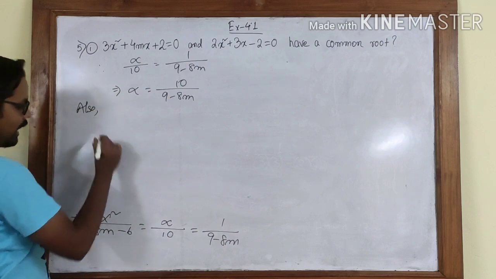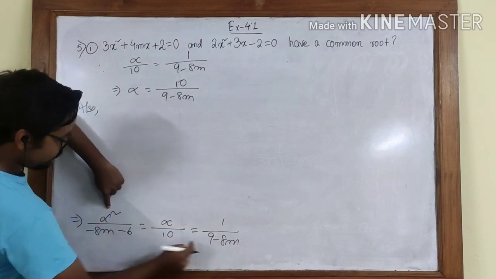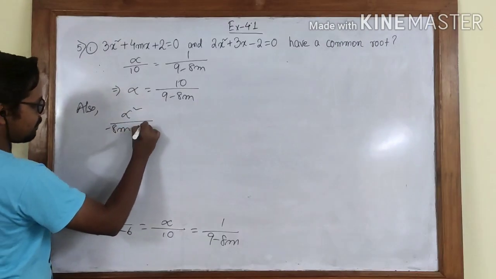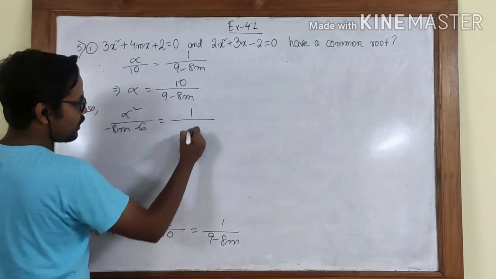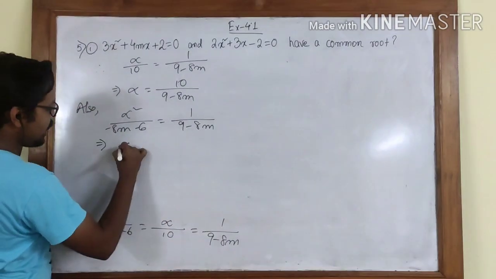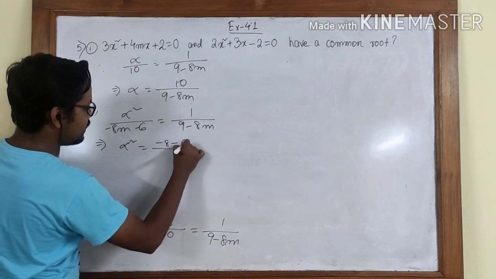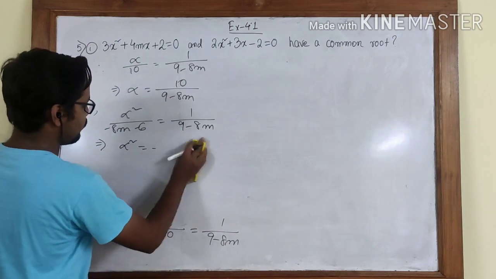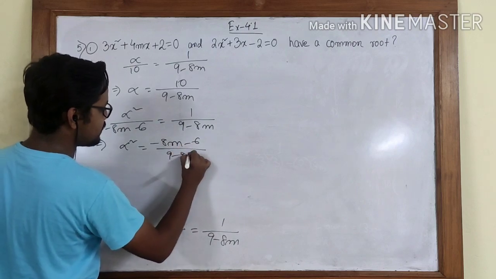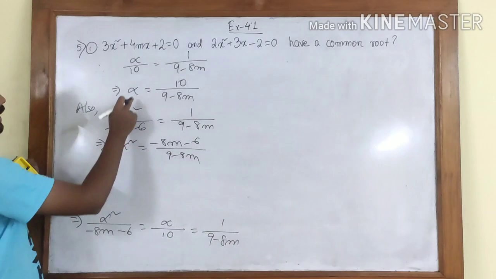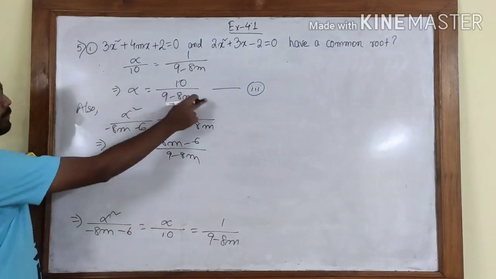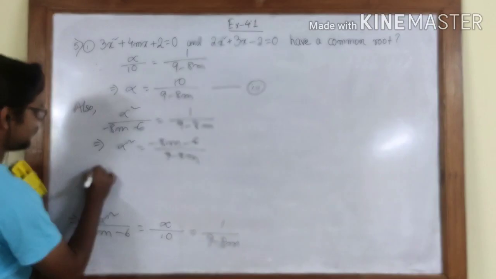Also, I can equate this one and this one. So let me equate these two. I will get alpha squared by minus 8m minus 6, and here I will get 1 by 9 minus 8m. So alpha squared will be equal to minus 8m minus 6 by 9 minus 8m. In place of alpha, I can write this value. Let me take it as number 3. So I will use number 3 and put the value of alpha here.